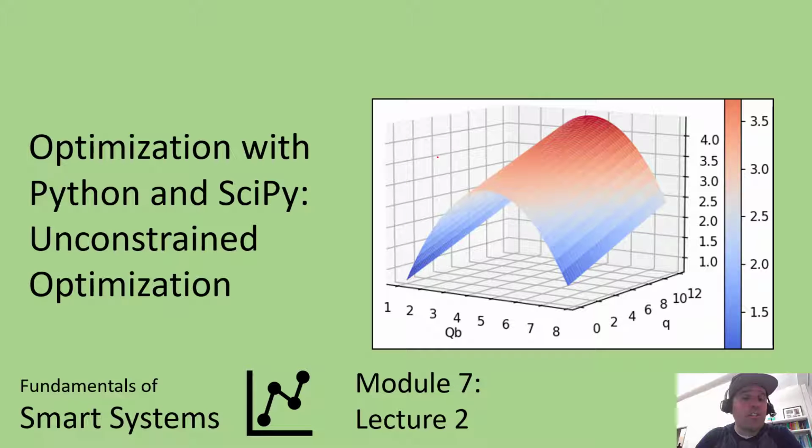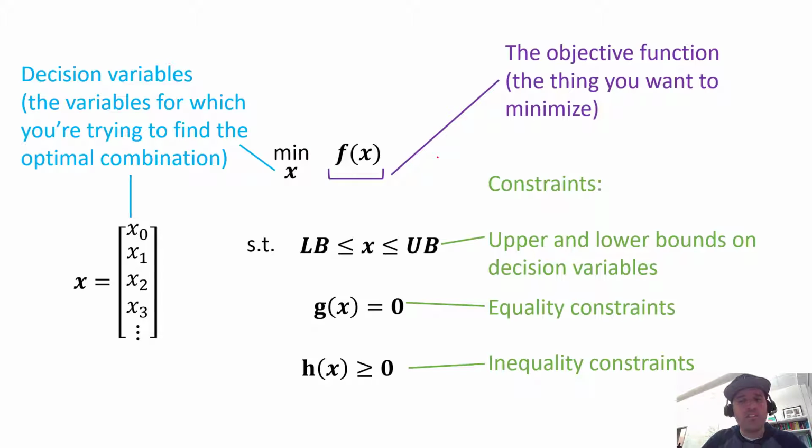We are continuing our discussion on optimization using Python and SciPy. Specifically, we're going to be talking about what's called unconstrained optimization. So we will give an example here, but first I'm going to remind you of the architecture of an optimization problem. So we have an objective function. This is the thing that we are trying to minimize.